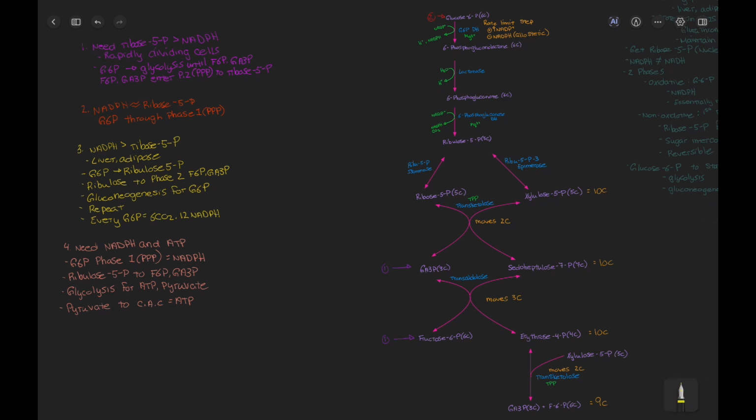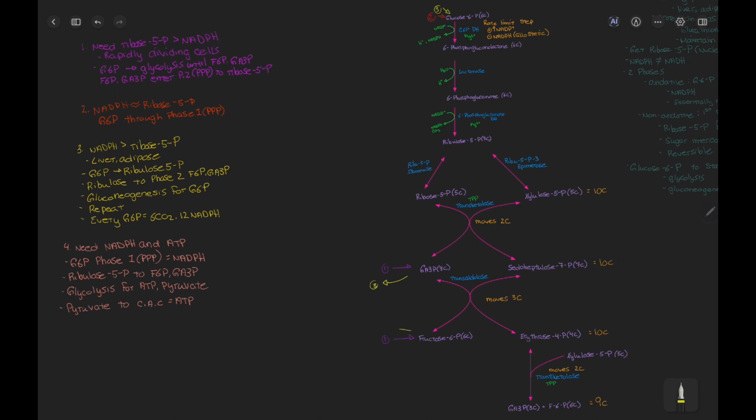Number 3 is when our need for NADPH is greater than that of ribose 5-phosphate. This can happen in the liver and adipose tissue, where NADPH is needed for fatty acid and cholesterol synthesis. We'll have that glucose 6-phosphate go to ribulose 5-phosphate by the oxidative phase of the pentose phosphate pathway to get that NADPH and ribulose 5-phosphate.